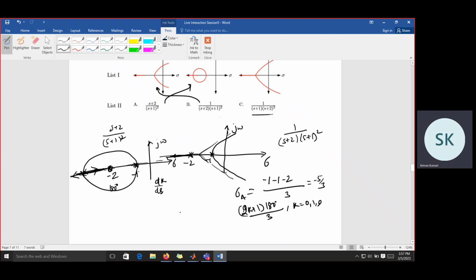Now if you see this one, it has two roots at -2 and a root at -1. So we can say, okay, this part of the axis is in the root locus because there is one pole to the right of this part of the real axis. And if you see this part of the real axis, then again there are three poles. So this is also in the root locus. Now we have to see that there are three poles. So these three will proceed to these asymptotes. So we'll find this one.